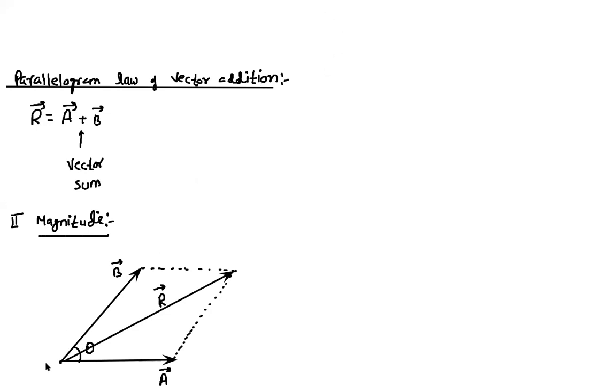So for magnitude, we first represent each side of the parallelogram by the magnitude of a vector. Side OP represents the magnitude of vector A, side SQ represents the magnitude of vector A, side OS represents the magnitude of vector B, side PQ would represent the magnitude of vector B, and OQ will represent the magnitude of vector R.